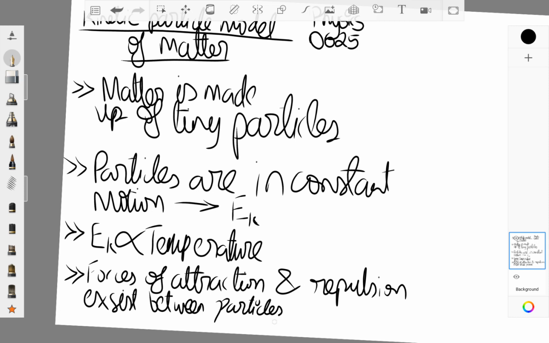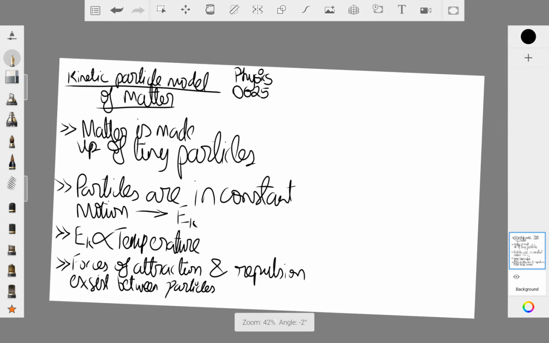The third thing you need to know is that the kinetic energy of the particles increases as the temperature of the particles increases, and thus you can say that the kinetic energy is directly proportional to the temperature of the particles. And last but not least, there are forces of attraction and repulsion between particles, and these forces depend on the distance between particles. I haven't really written that down here, but basically the lower the intermolecular distance, the greater the force, and vice versa. And so thus you know the basics about the kinetic particle model of matter.